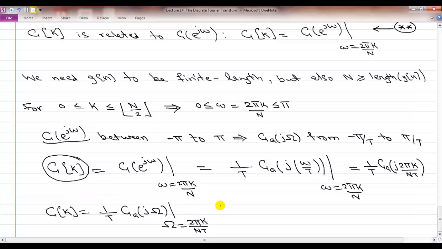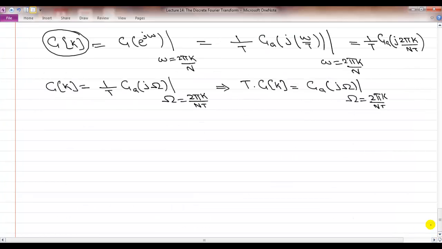So basically what you can do is, if I multiply my G[k] with T, you can say that that is equal to what my frequency was at capital omega equal to 2 pi k over N T.